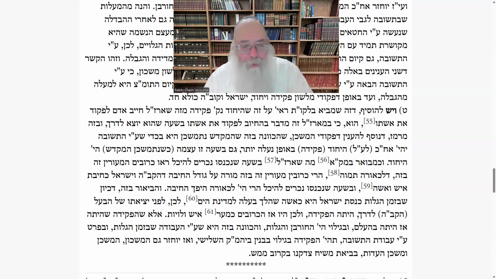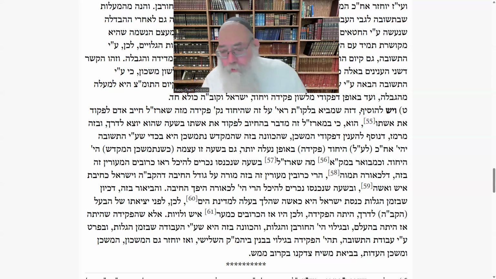So this is the hint why the Alter Rebbe brings down this: at that time itself, k'shenishmashkin hamikdash. Not only when it's going to come back on a higher level, but at this time, when the Mishkan is nishmashkin, hoya hayichud. So there was that union between that Pekida took place.